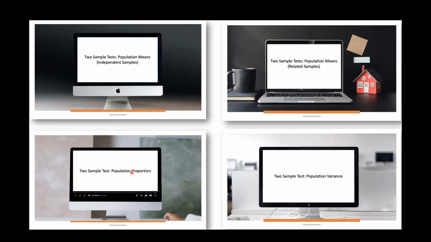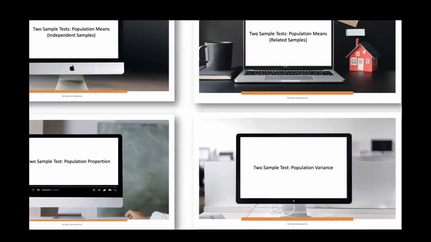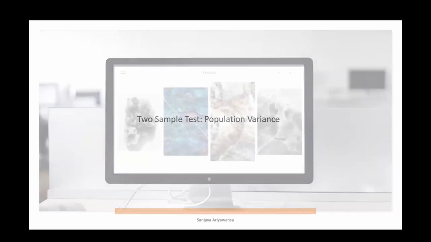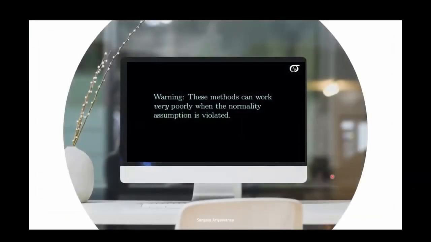Finally, the last section, and then we'll wrap up today's lesson. Two sample tests for population variance. Now, up to now, we've not considered the population parameter of variance. In our previous chapters and in this chapter, we've been talking about the mean and proportions only. Now, here we are introducing a new population parameter, which is variance. So, when you have two samples, the two sample tests for population variance.